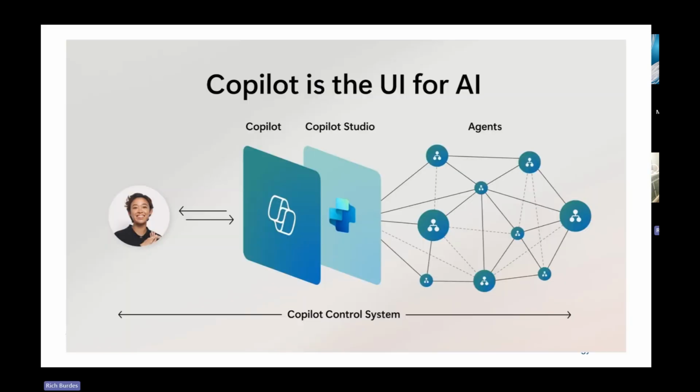So here's the pretty picture: Copilot is the UI for AI. Everybody, just take a deep breath and enjoy that for a moment. So basically, you've got Copilot, your Microsoft 365 users' Copilot, and then Copilot Studio to allow you to extend things and then build out agents to build your processes.